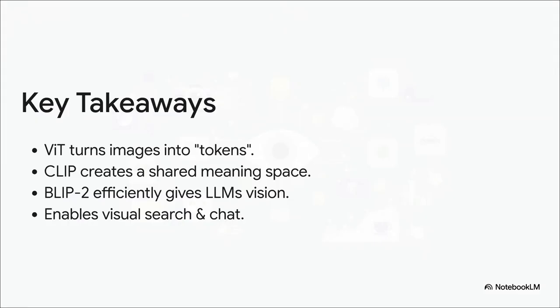So, to quickly recap the main points, vision transformers are the trick we use to turn pictures into tokens that language models can read. Models like CLIP then create a shared map where the meaning of those visual tokens and text tokens are aligned. Then, clever architectures like BLIP-2 use these pieces efficiently to give powerful existing LLMs the gift of sight. And all of this together is what enables this new wave of AI that can see, understand, and talk about our visual world.